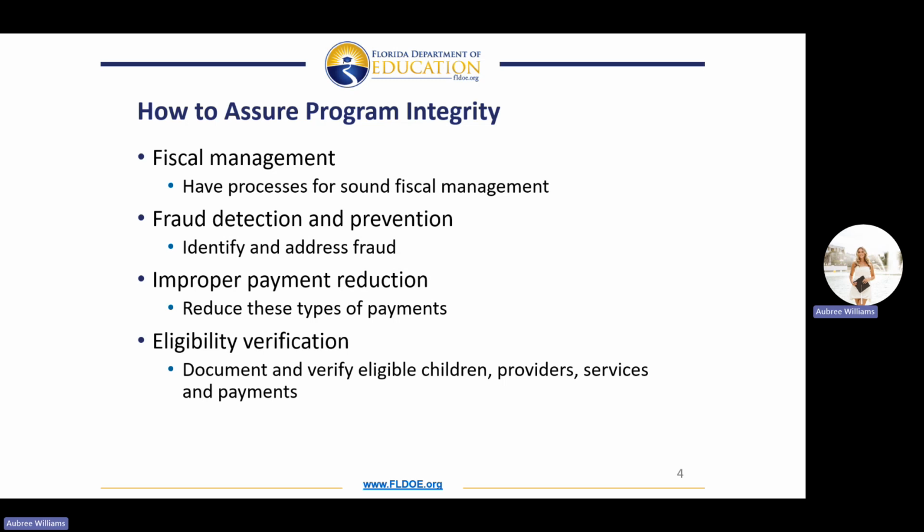Let's look at program integrity in more detail. There are 5 key elements. We'll begin with 4 on this slide. How to assure program integrity. Fiscal management. Have processes for sound fiscal management. Fraud detection and prevention. Identify and address fraud. Improper payment reduction. Reduce these types of payments. Eligibility verification. Document and verify eligible children, providers, services, and payments.